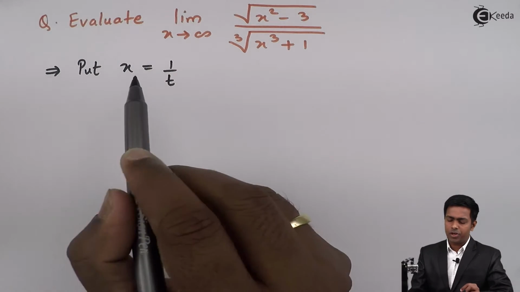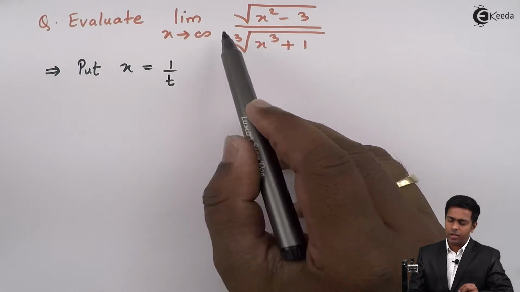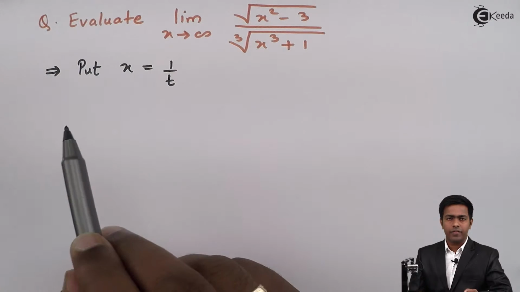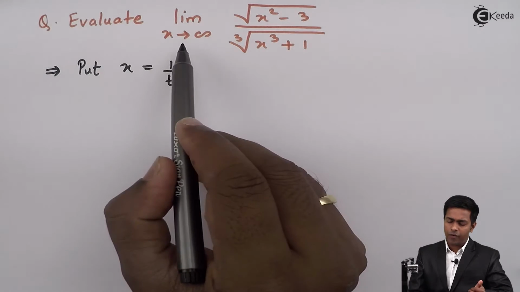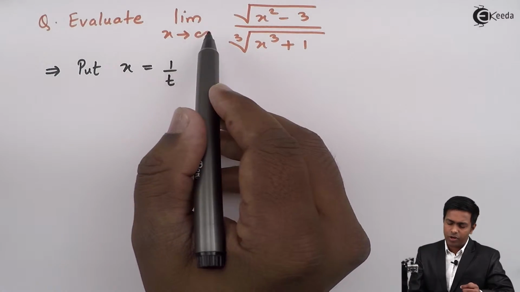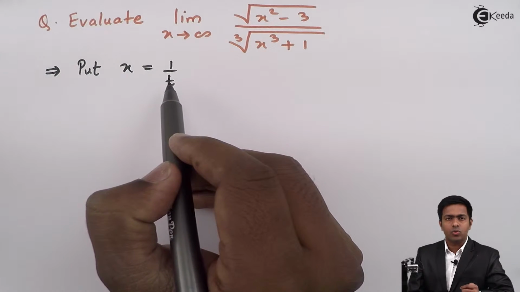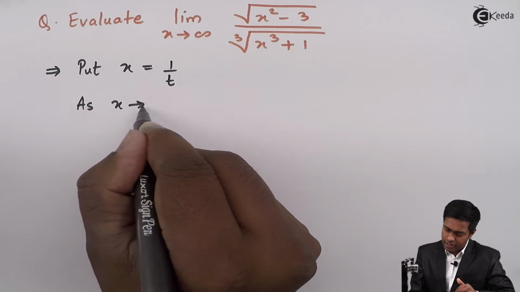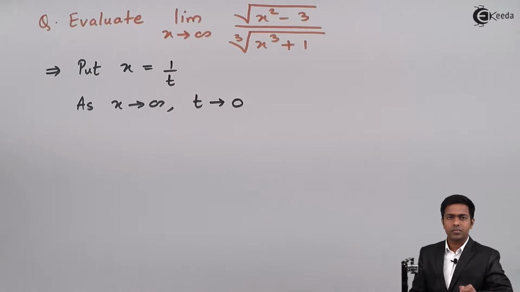So when we substitute x as 1 upon t, this function will become a function of t, and the limit will also shift from the x domain to the t domain. So hence we have to find the limit in the t domain. As x tends to infinity, t will tend to 0, and hence I'll say here as x tends to infinity, t tends to 0.